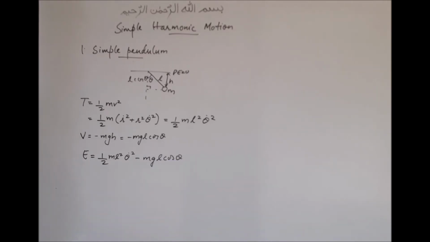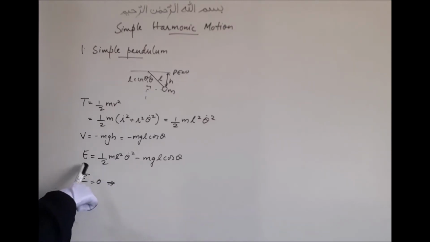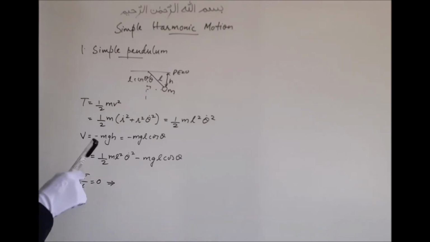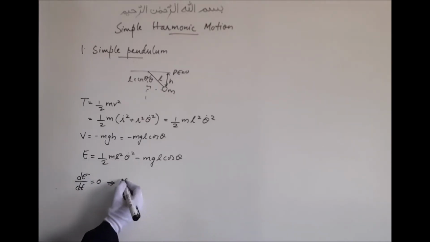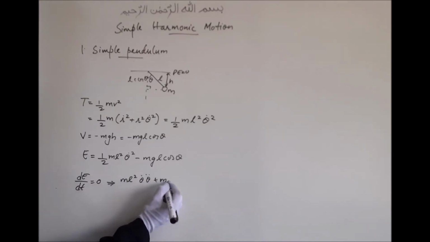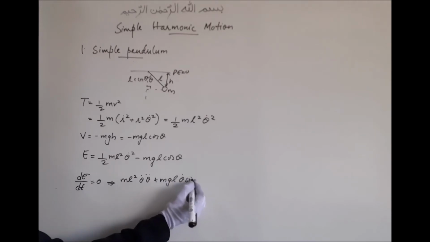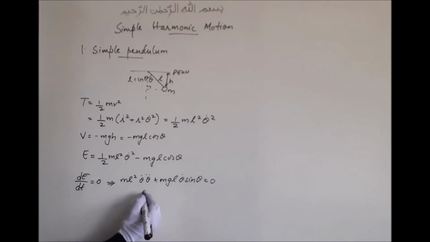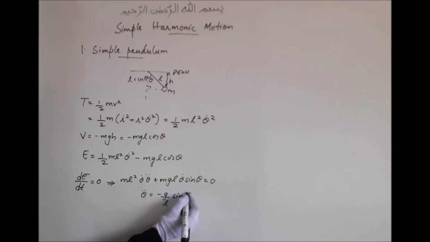Now this energy is constant or conserved. So we have dE by dt equal to 0. So we now differentiate this with respect to time. Here you have to note that only theta is the variable quantity; m, L and g are all constants. So when you do the differentiation, it will be mL squared theta dot theta double dot plus mgL theta dot sine theta is equal to 0. This comes out to be theta double dot is equal to minus g by L sine theta.